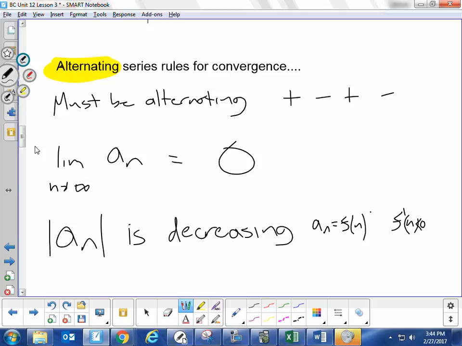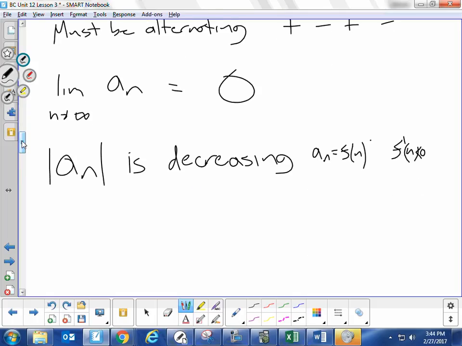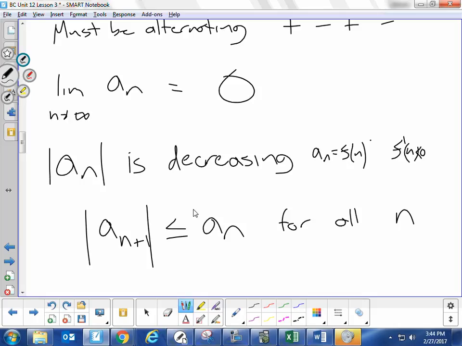Typically, you will see in your textbook that a sub n plus 1, which is just like the next term, has to be less than a sub n for all n values. And we use the absolute value so that we don't think about positive versus negative. It must be less than. It's literally just make all the values positive, make sure they're decreasing. The next term needs to be less than the previous term.